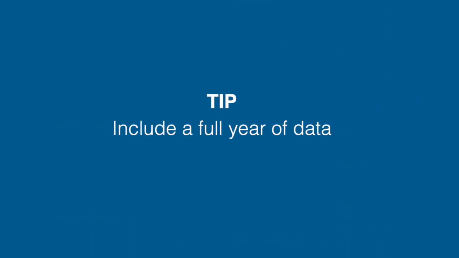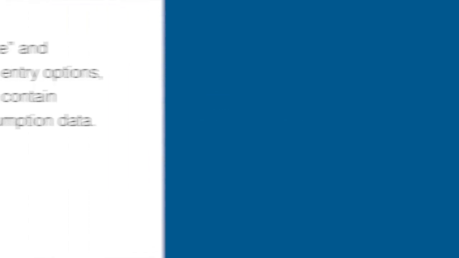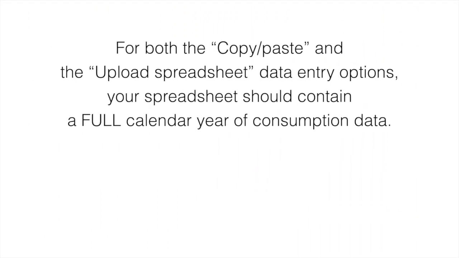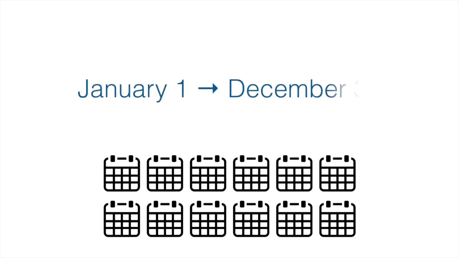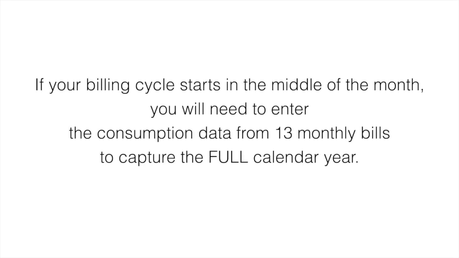Tip: include a full year of data. For both the copy and paste and the upload spreadsheet data entry options, your spreadsheet should contain a full calendar year of consumption data from January 1st to December 31st. So, if your billing cycle starts in the middle of the month, you will need to enter the consumption data from 13 monthly bills to capture the full calendar year.